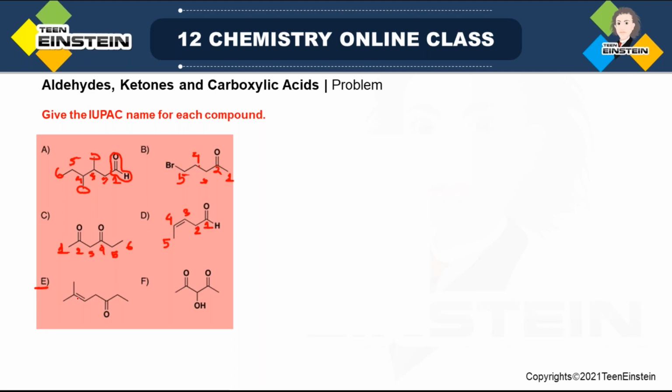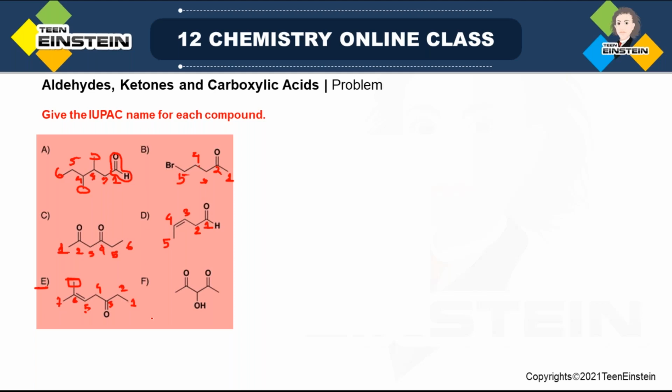Then compound E, we have a C=C double bond and we also have C double bond O, but numbering will be from this side, 1, 2, 3, 4, 5 and 6, 7. The longest chain is 7 carbons, and this methyl group is a substituent. Okay, longest chain 7 carbons, so it will be a heptane derivative, and the double bond starts from the 5 position. The position of the keto group is 3. Fine. 1, 2, 3, 4, 5, 6. And at the 6 position we also have a methyl group. So it will be 6-methyl-5-hepten-3-one.